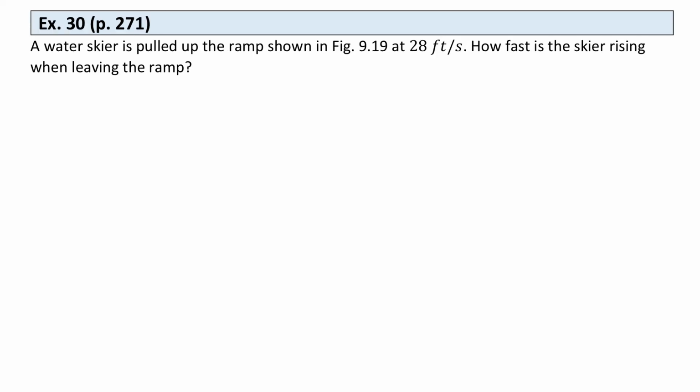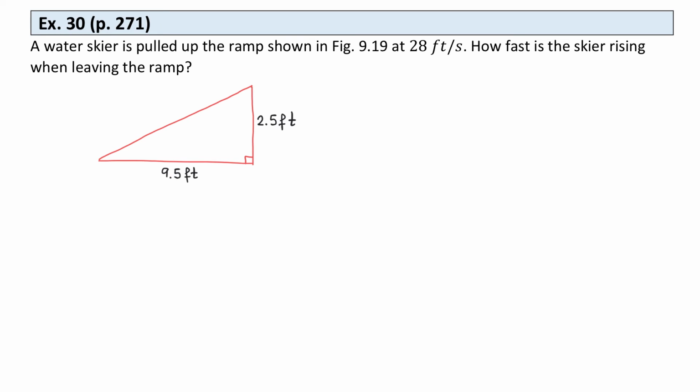Now we will solve exercise 30 on page 271. A water skier is pulled up the ramp shown in figure 9.19 at 28 feet per second. How fast is the skier rising when leaving the ramp? Here's the ramp shown in figure 9.19 with the bottom side of 9.5 feet and the right side of 2.5 feet. So again, in this triangle, we are given the dimensions of the ramp.